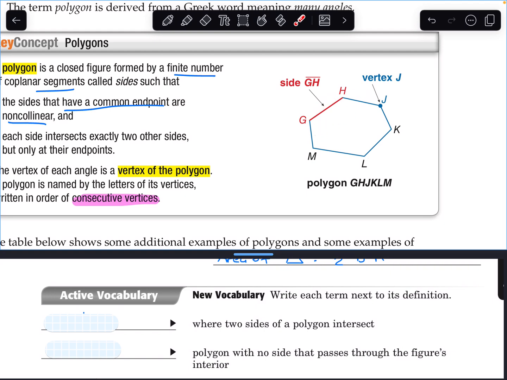The polygon could be named GHJKLM. You can start anywhere. We could call this polygon JKLMGH, and that would be fine. You could go backwards. You could call this polygon MLKJHG. That's fine. What you cannot do is skip around and say GHMHJL. That's not acceptable.